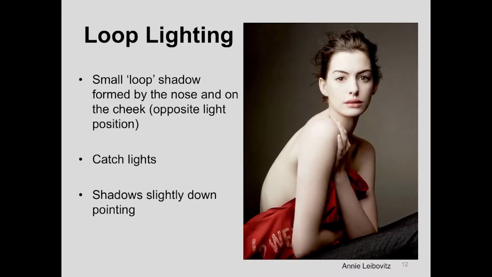Next lighting pattern I'd like to show you is loop lighting. Loop lighting is defined by a small loop shadow formed by the nose, so it's a shadow from the nose, on the cheek opposite the light position. Also check, because you should have catch lights visible in the subject's eyes. The shadows are slightly down facing, which gives you an indication of the direction of the light.